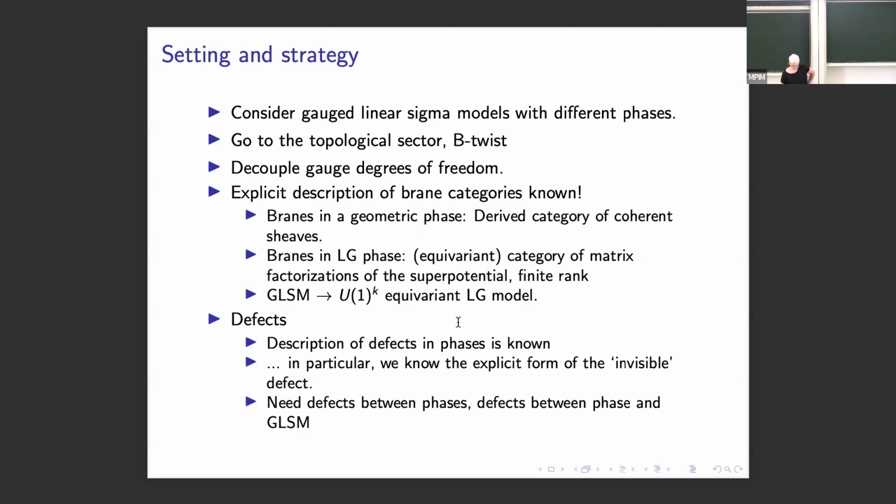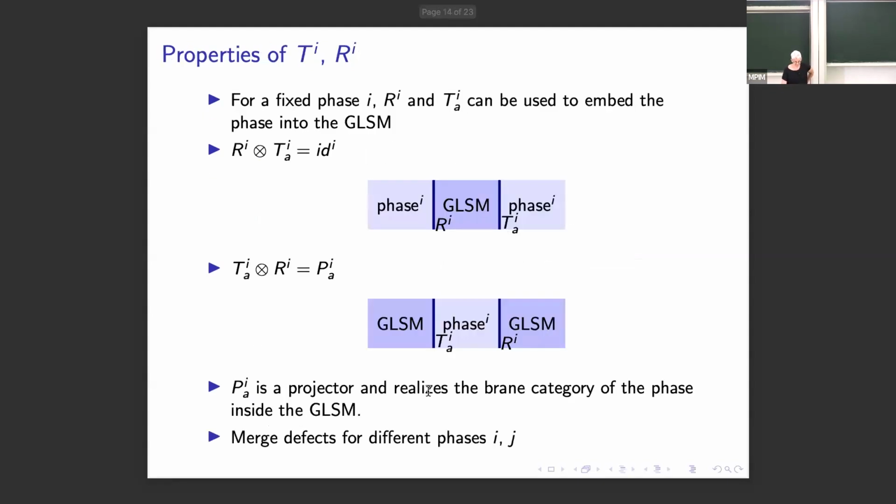We know all the defects in those categories, and now we can manipulate them to construct defects between the phases. So all that we need is basically the form of the invisible or identity defects. That's why I made some noise about it at the beginning. And then from it, we want to obtain the defects between the phases. So here's now the pictures that I showed before. It's now relating phases to GLSMs, so phases to gauge linear sigma model.